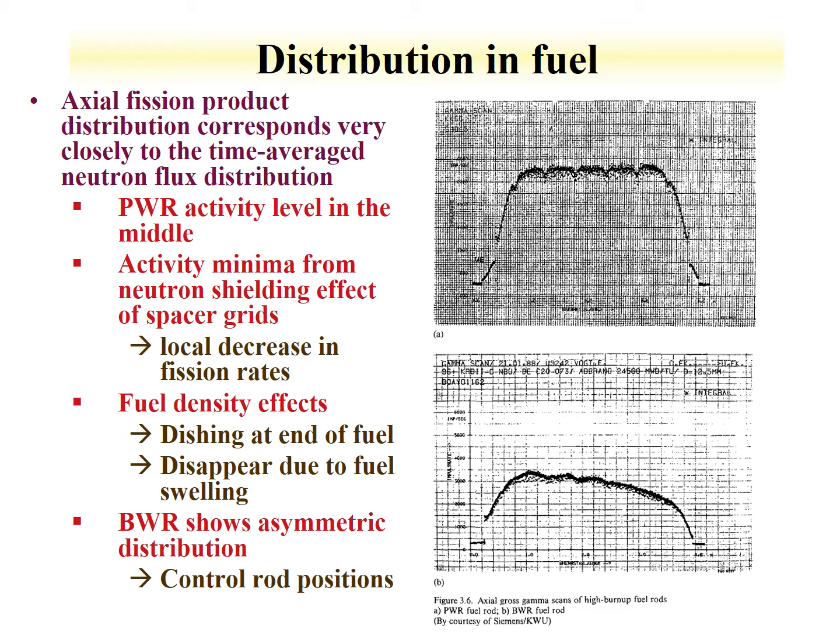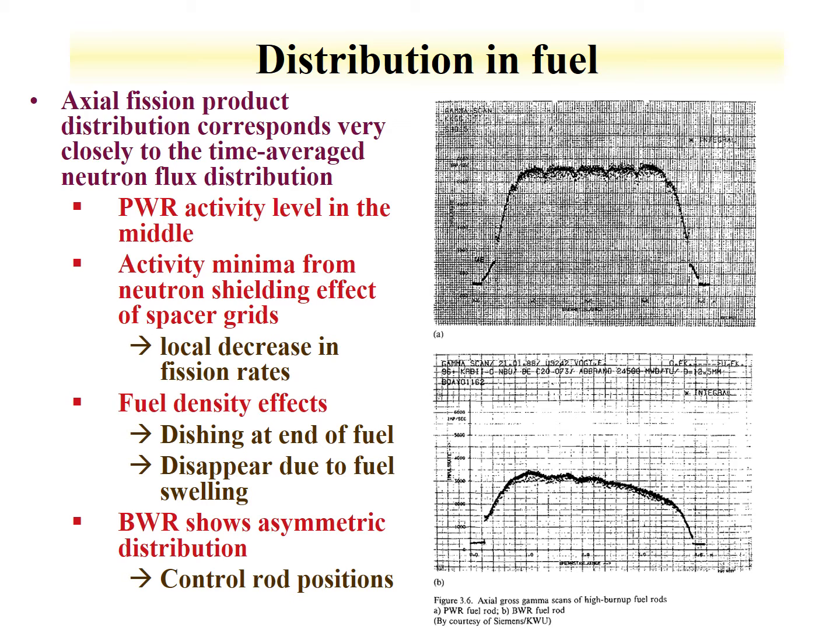As we show here, here's some activity in the fuel as a function of a radial distribution in 2 fuel types. One is a pressurized water reactor, and one is a boiling water reactor. And as we see with the PWR, there's a saturation, a constant level of activity in the middle of the fuel, and towards the edge of the fuel, the activity falls off. In this case, this behavior is due to neutron shielding effects from spacer grids, so there's a local decrease in fission rates right around the edge of the fuel.